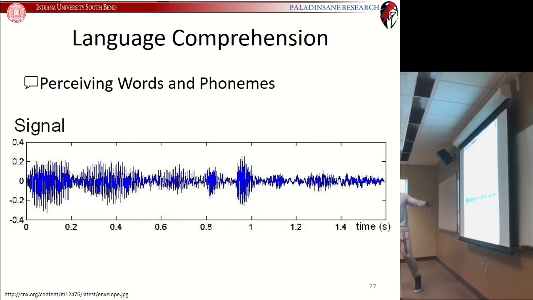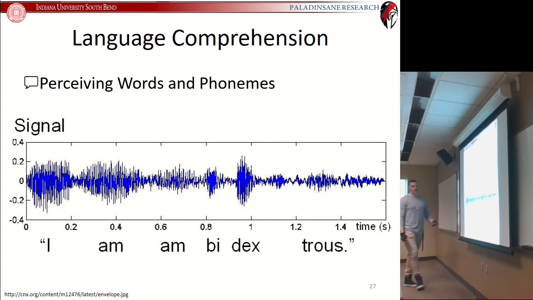What this is actually a sound recording of is "I am ambidextrous." So this is "I am ambidextrous."